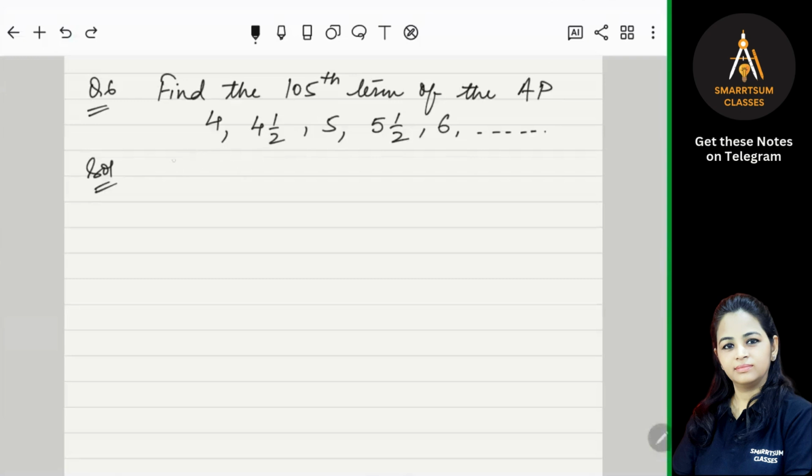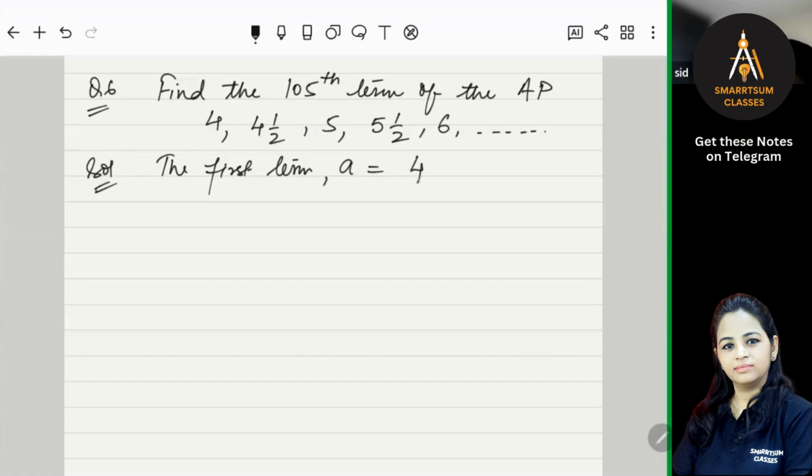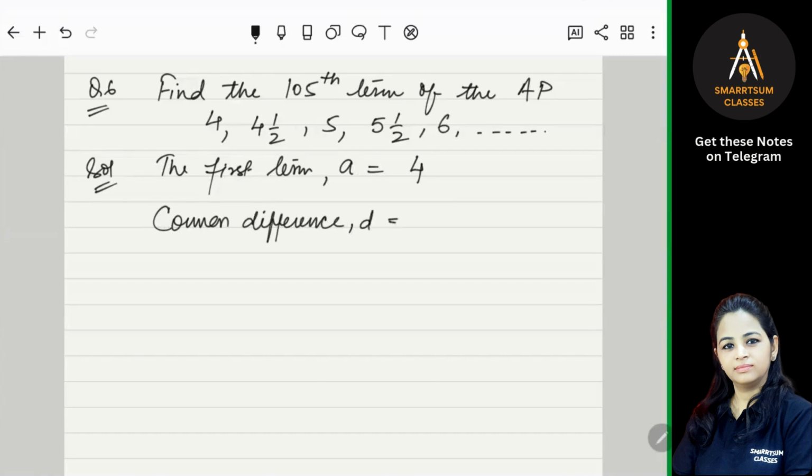So what is the first term? What is the first term of the AP? 4. It is 4. Right. Now, since it is an AP, we can find the common difference, that is D. So 4, 1 by 2 minus 4, what is that? Tell me. 1 by 2. Right. So 1 by 2 is the common difference.